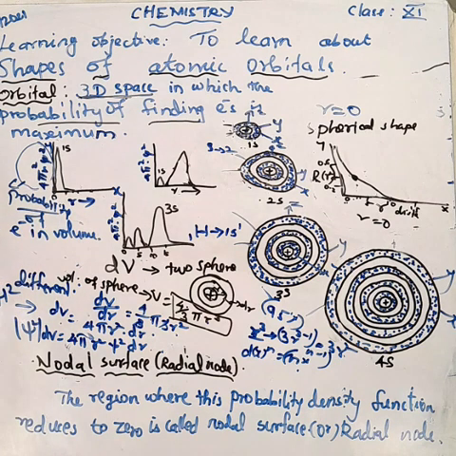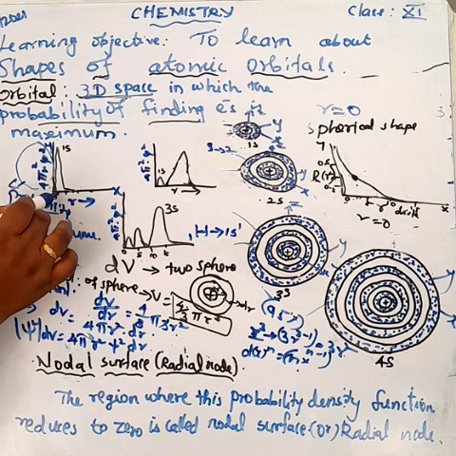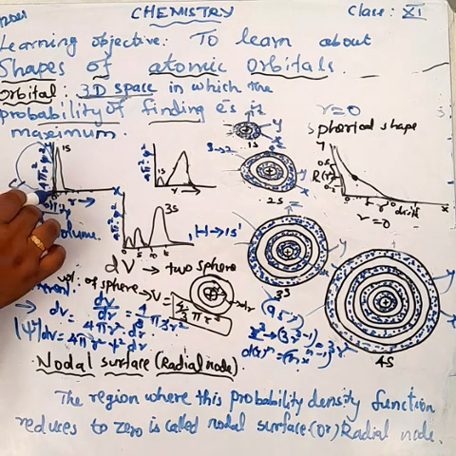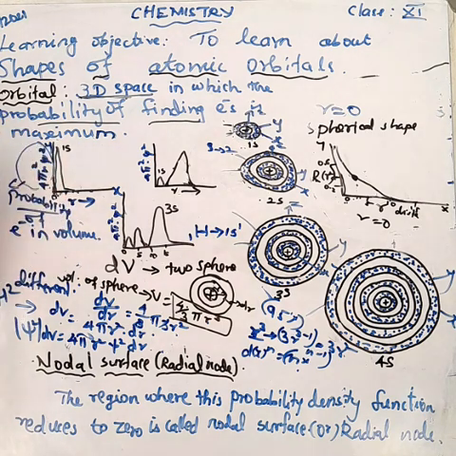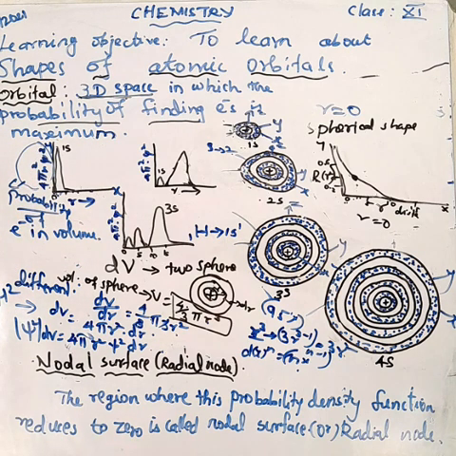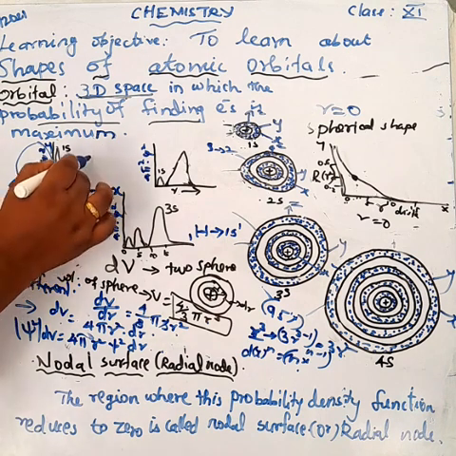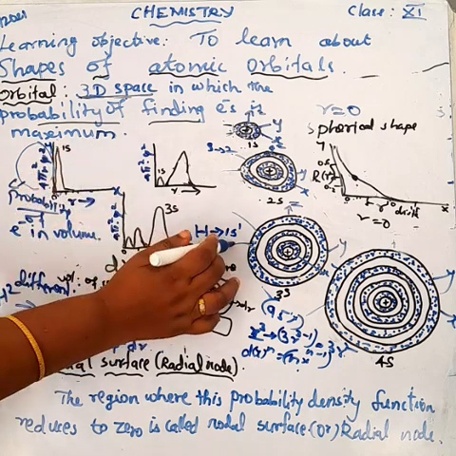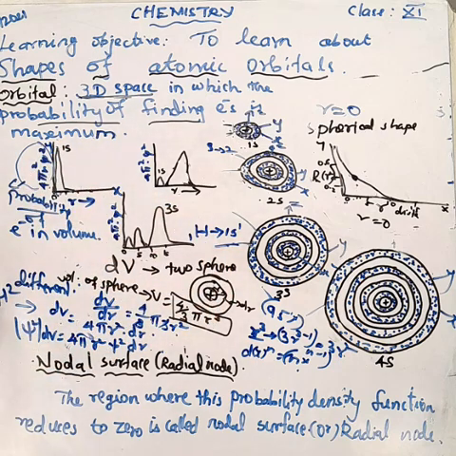When we look at the graph, when r decreases, the probability will increase. When we are considering the hydrogen atom, only one electron is present. We already discussed the Bohr atom model. r is the distance.